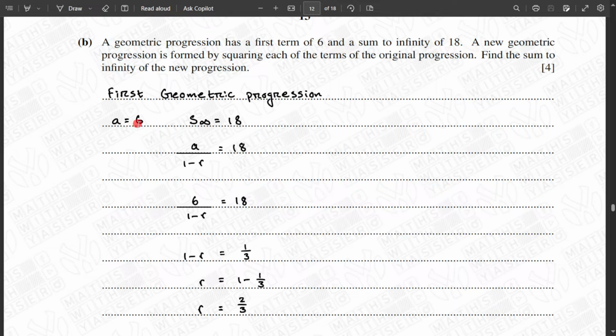We also know the value of a, which is 6. So it can be written as 6 over 1 minus r equals 18. Therefore 1 minus r should be equal to 1/3. If we cross multiply, 1 minus r can be replaced by 18, so 6 over 18 can be written as 1 over 3. So r should be 1 minus 1/3. That will give us 2/3.